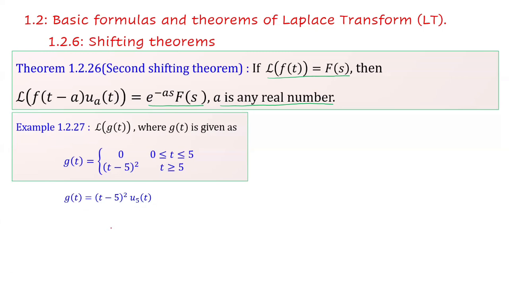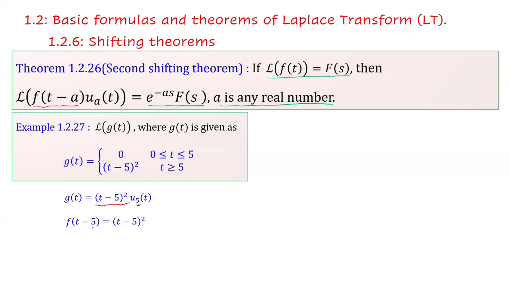Okay. So now if we take it that this function is f(t minus a) equal to (t minus 5) whole square, then we can use this formula and we can solve this Laplace transform. So we assume that f(t minus 5) equals (t minus 5) whole square. Clearly a is equal to 5.